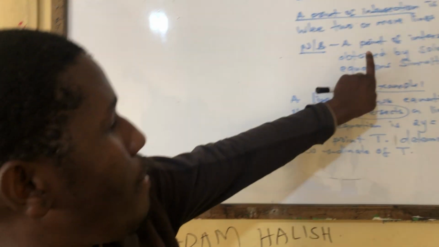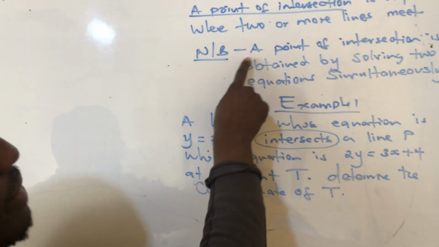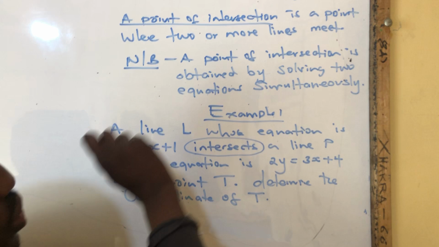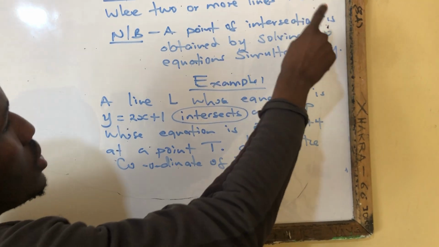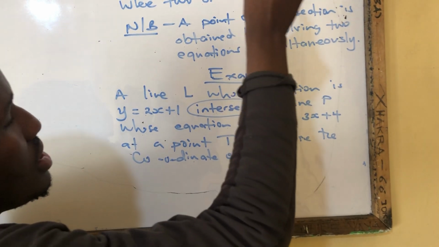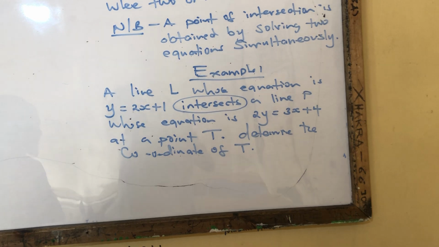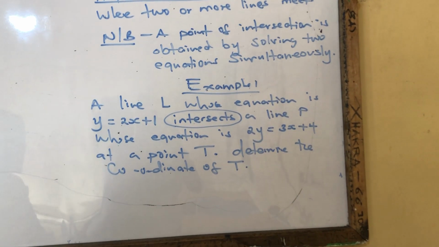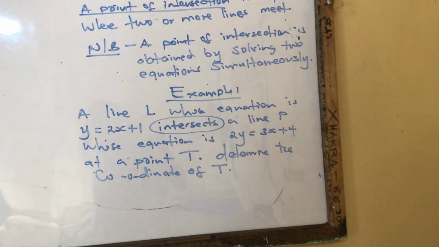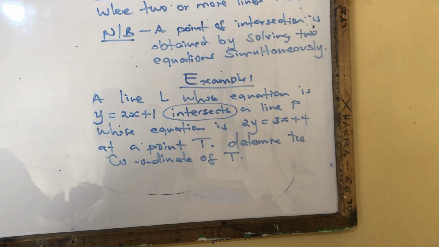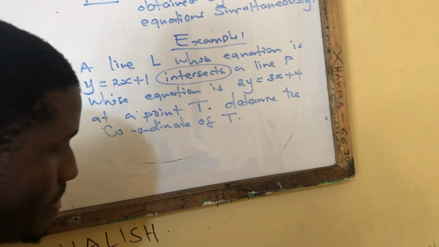How do you find a point of intersection? We have already agreed that a point of intersection is obtained by solving two equations simultaneously. In order to find a point of intersection, the student will be required to solve two equations simultaneously. So, how then are we going to find the point of intersection of these two lines?